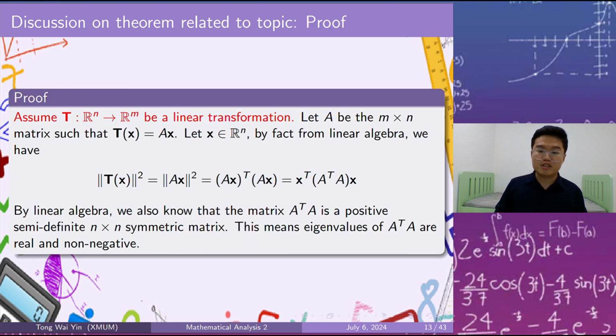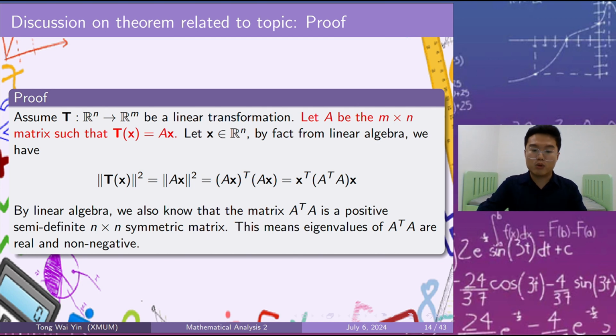We start the proof of this theorem by assuming a function T from the n-dimensional real space to the m-dimensional real space is a linear transformation. Then, we let A be the m times n matrix which represents T. So, we have the equality: T of vector x equals matrix A multiplied by column vector x. We let x be a vector in n-dimensional real space.